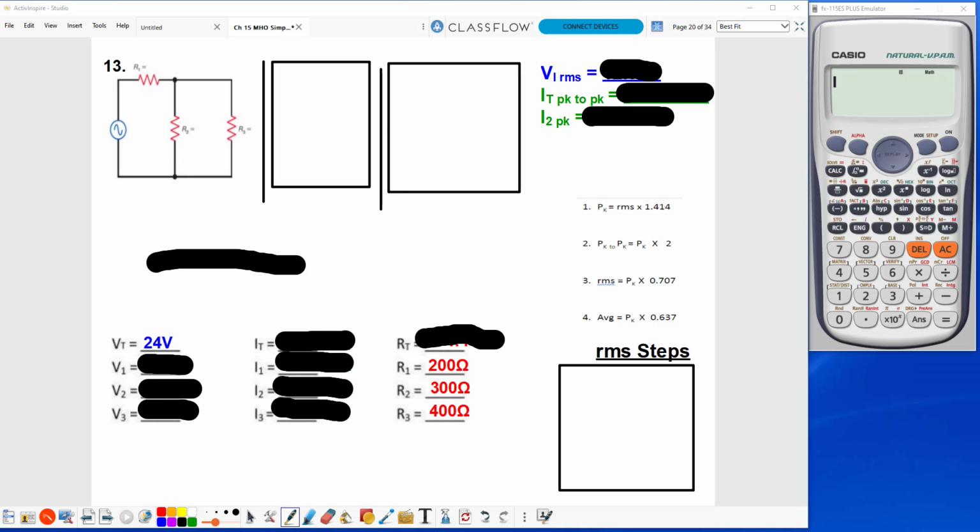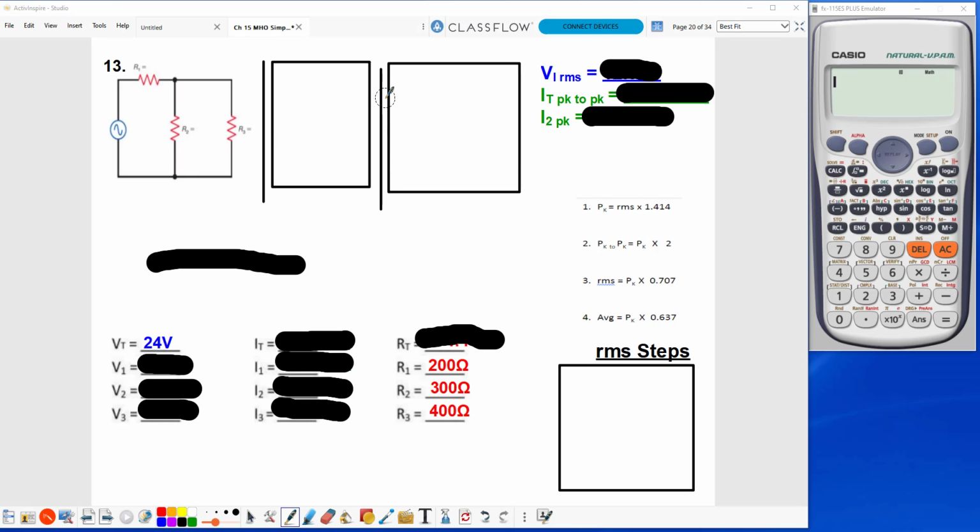In this video, I'll be calculating the AC values from the Chapter 15 Math Handout, problem number 13. I'll begin by filling in my known values from the Chapter 15 Math Handout. And we see those values here: 24 volts VT, R1, R2, and R3.